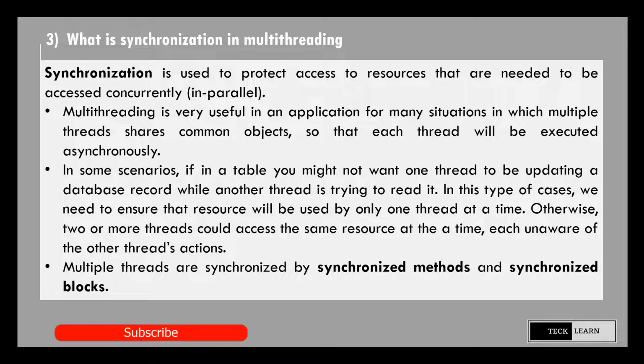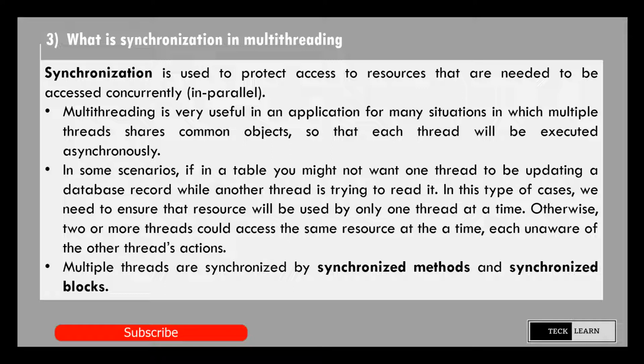Synchronization is used to protect access to resources that are needed to be accessed concurrently or in parallel. Multi-threading is very useful in an application for many situations in which multiple threads share common objects, so that each thread will be executed asynchronously. In some scenarios, in a table you might not want one thread to be updating a database record while another thread is trying to read it.